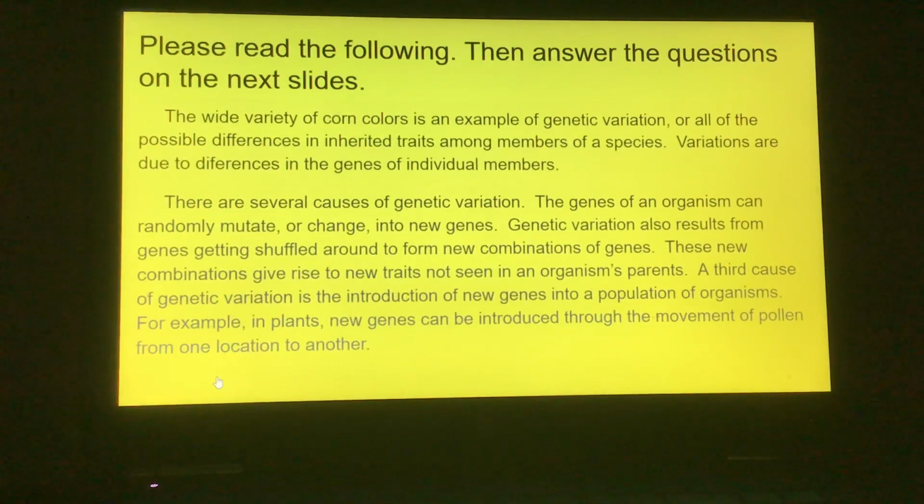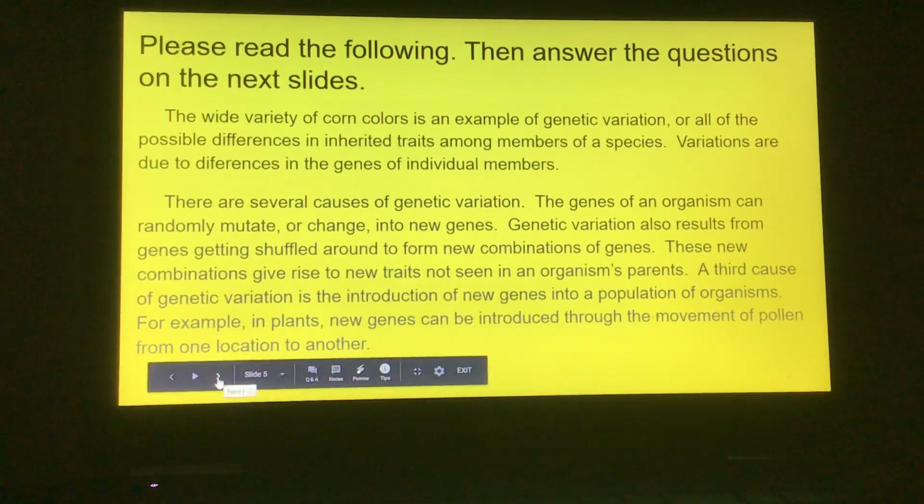The genes of an organism can randomly mutate or change into new genes. Genetic variation also results from genes getting shuffled around to form new combination of genes. These new combinations give rise to new traits not seen in an organism's parents. A third cause of genetic variation is the introduction of new genes into a population of organisms. For example, in plants, new genes can be introduced through the movement of pollen from one location to another.